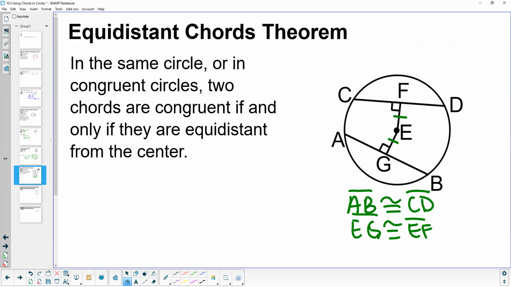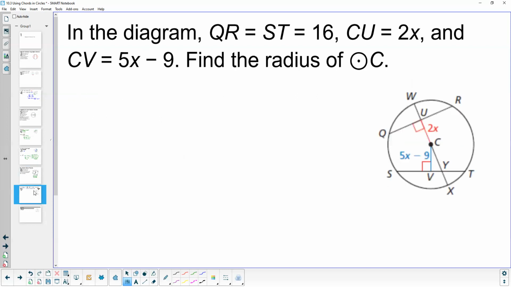So let's take those into account and apply them in a couple of problems here. In the diagram below, we know that QR is the same as ST, and that equals 16. We also know that CU is 2x and CV is 5x minus 9. We want to figure out what the radius of this circle is. We get to use all of this information to figure that out.